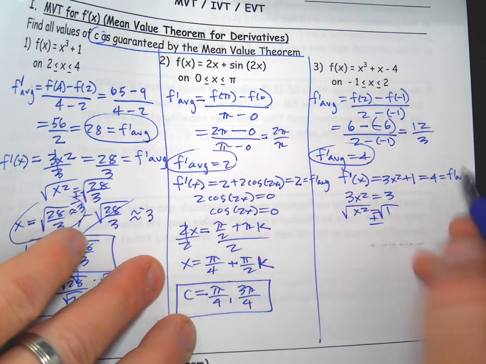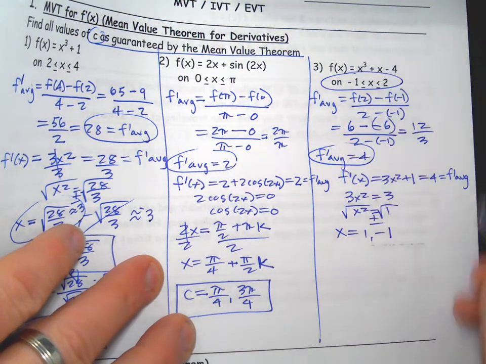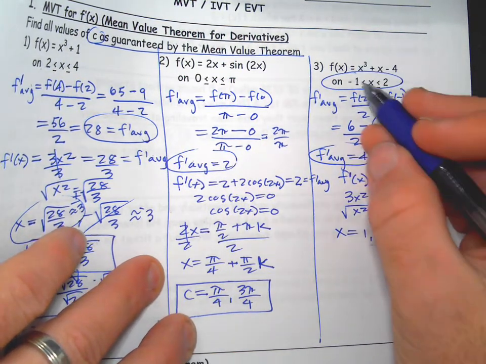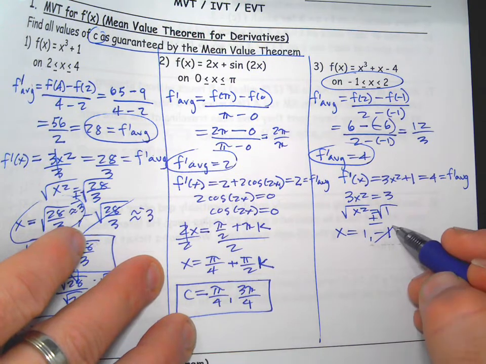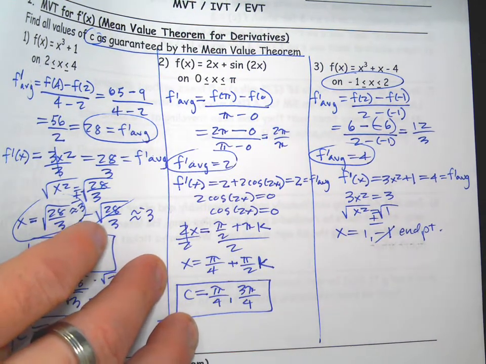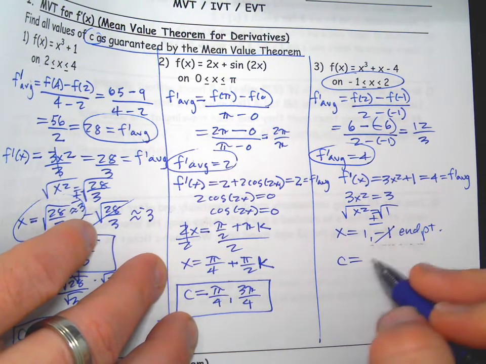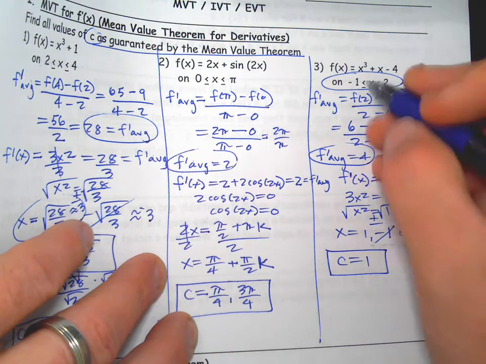Better have your work. Positive 1 and negative 1, but we want the ones between the endpoints. Negative 1 looks good, but it's on the endpoint, so we can't use it, because the derivative issue is two-sided. So on the edge, you don't consider it. So c equals 1.